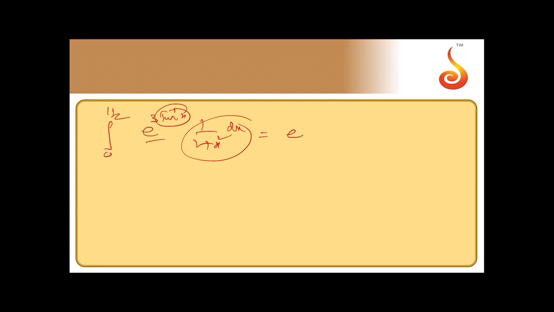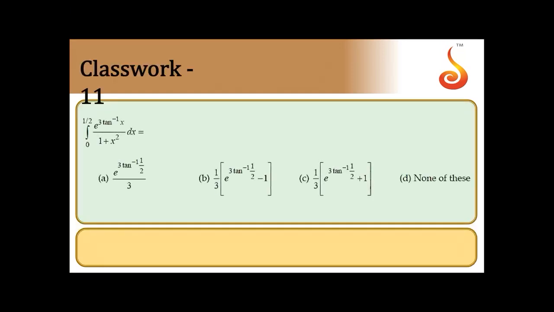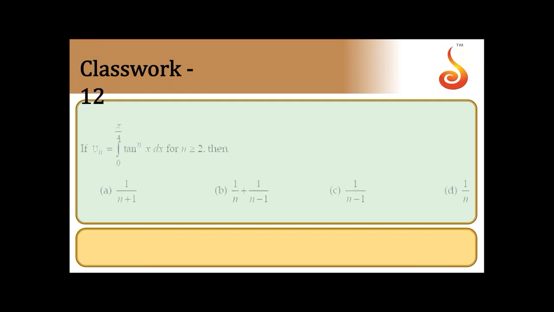So therefore, e power 3t divided by 3. e power 3 tan inverse x divided by 3, limits from 0 to half. That is equal to e power 3 tan inverse of half minus e power 0, which is 1, by 3. You get it? So e power 3 tan inverse of half minus 1 by 3. It is option B.